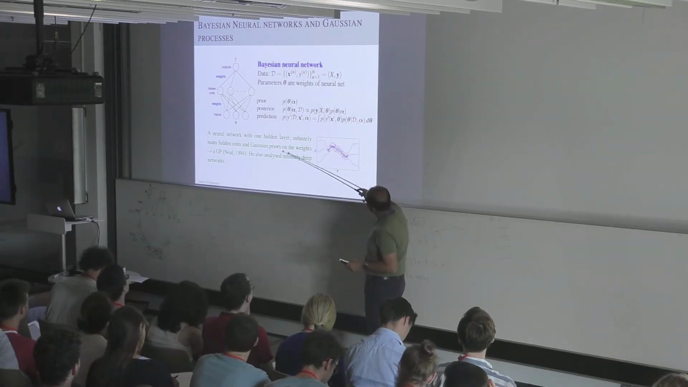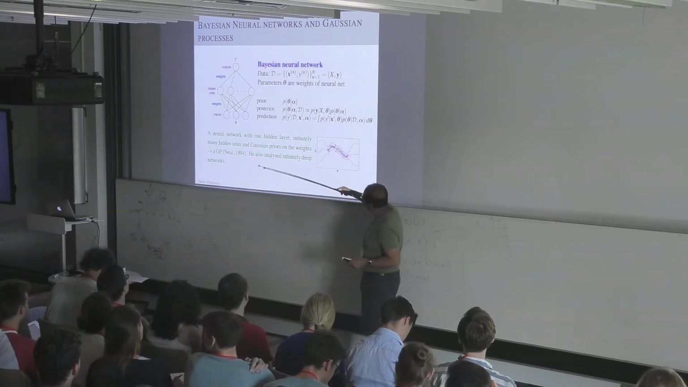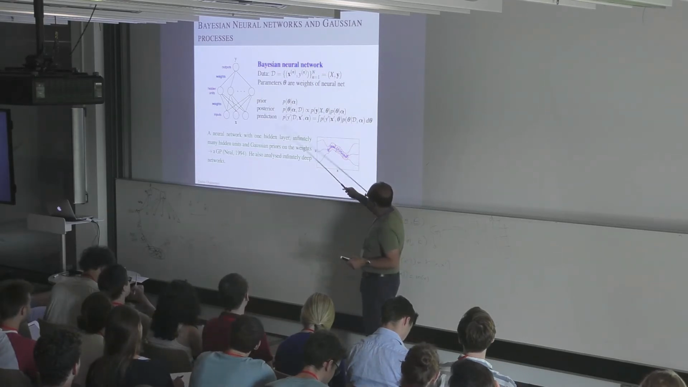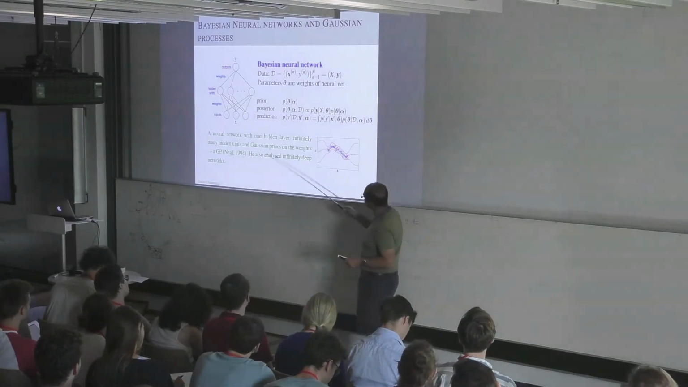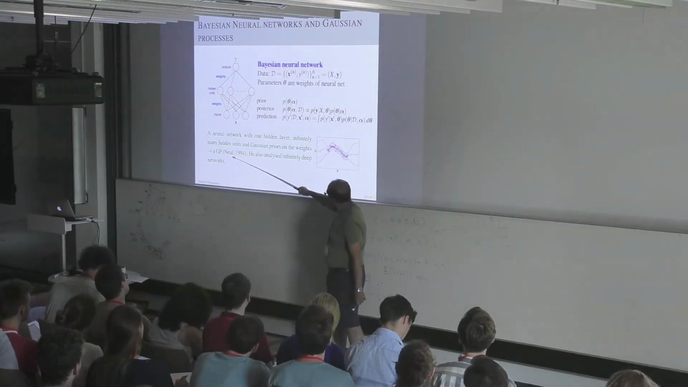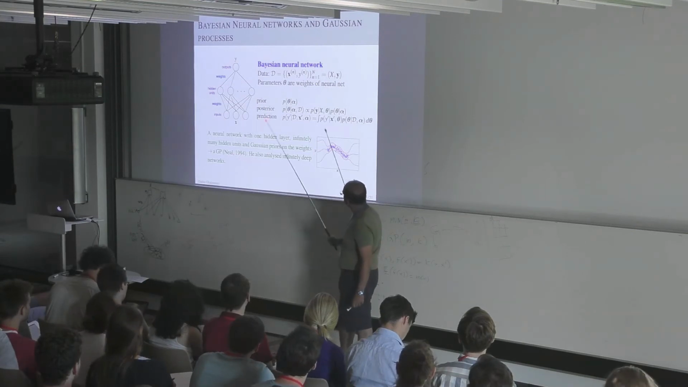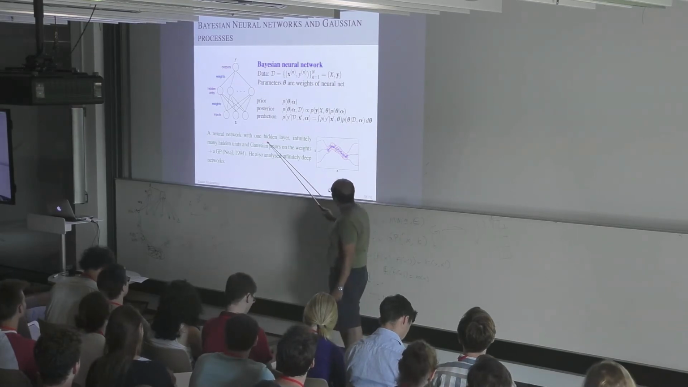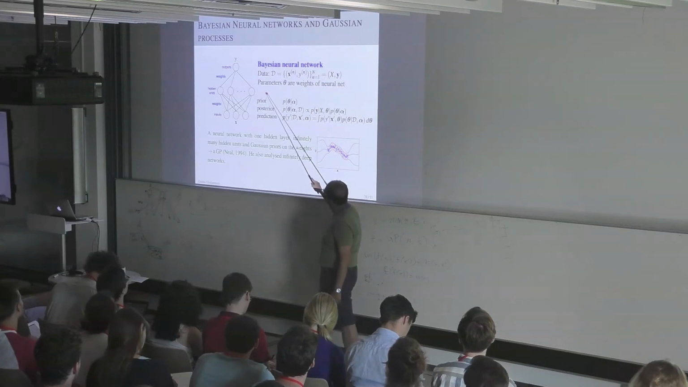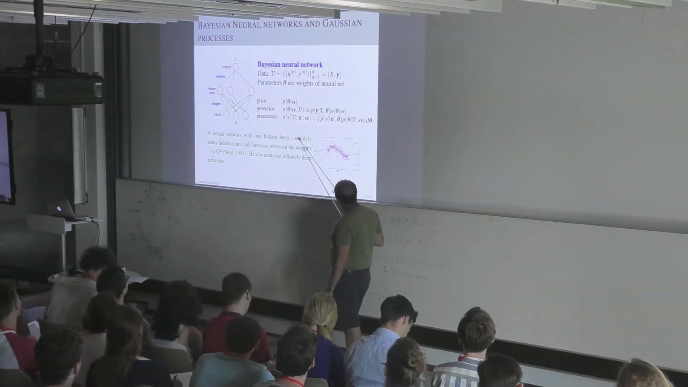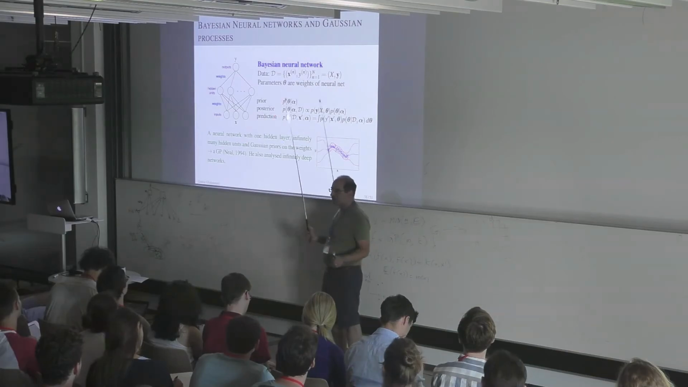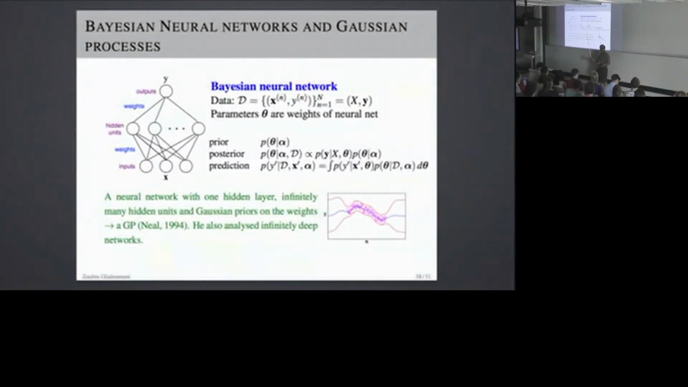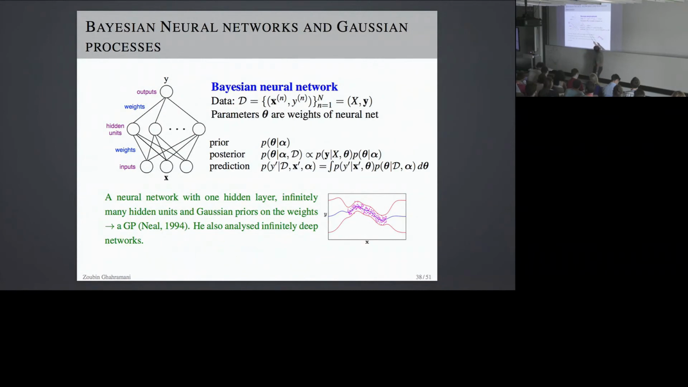Now, the interesting thing is there is a beautiful relationship between Bayesian neural nets and Gaussian processes. This was discovered by Radford Neal in his PhD thesis, published in '94. That relationship is that if you have a neural network with one hidden layer, infinitely many hidden units, something most people don't do, but take the limit of infinitely many hidden units, and then use Gaussian priors on the weights.